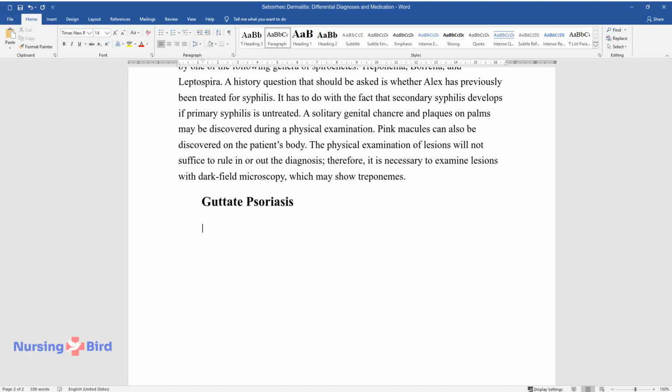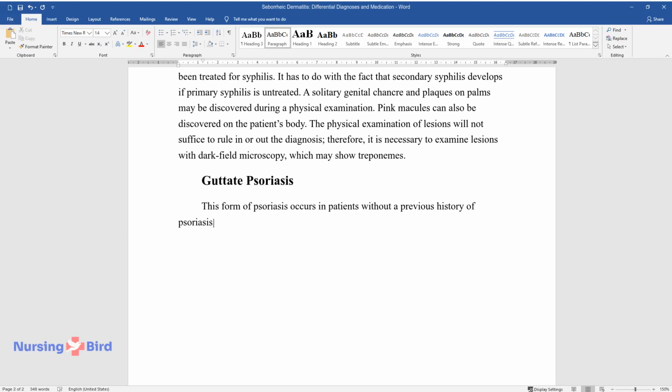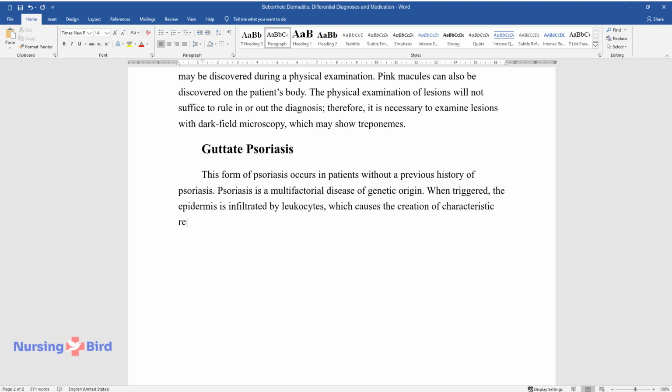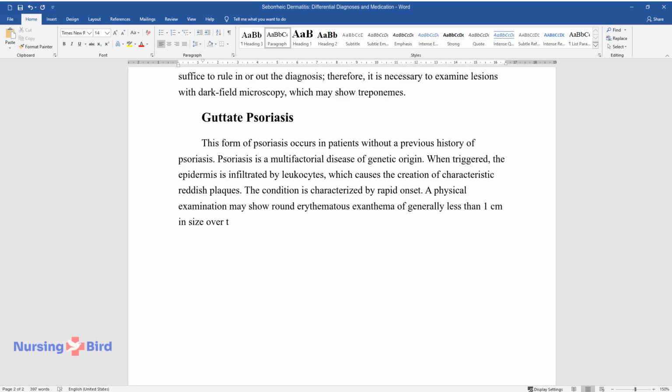Guttate psoriasis. This form of psoriasis occurs in patients without a previous history of psoriasis. Psoriasis is a multifactorial disease of genetic origin. When triggered, the epidermis is infiltrated by leukocytes, which causes the creation of characteristic reddish plaques. The condition is characterized by rapid onset. A physical examination may show round erythematous exanthema of generally less than 1 cm in size over the trunk and extremities in a centripetal fashion.